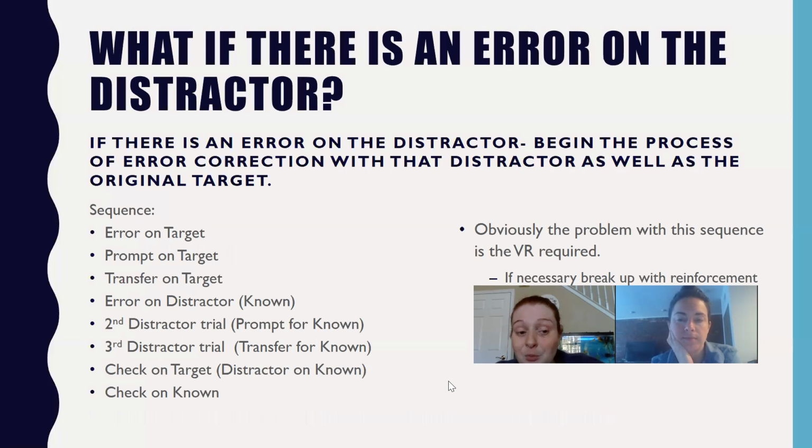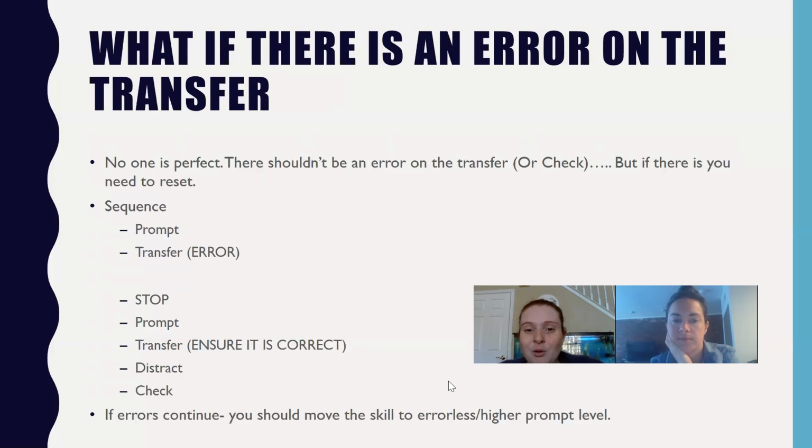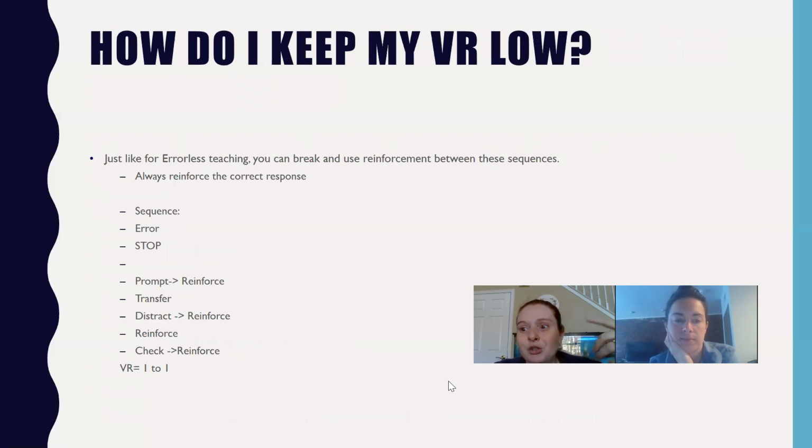This sequence intimidates me when you're talking about VR. What about those kids where you have a 1-to-1 ratio to think about? So you can break up and use reinforcement between these sequences. Like I said, try to do it in between the prompts and transfers if needed. Also, the good thing is the distractors are supposed to be knowns, so that's another opportunity to reinforce.